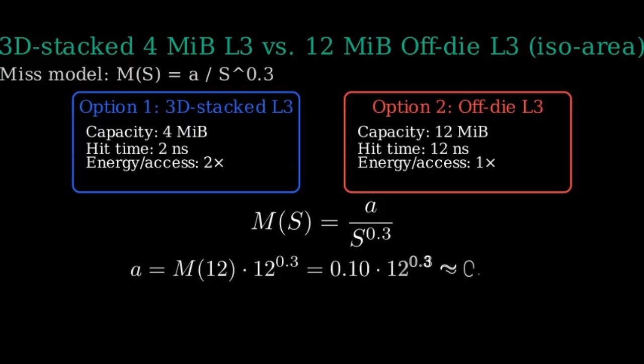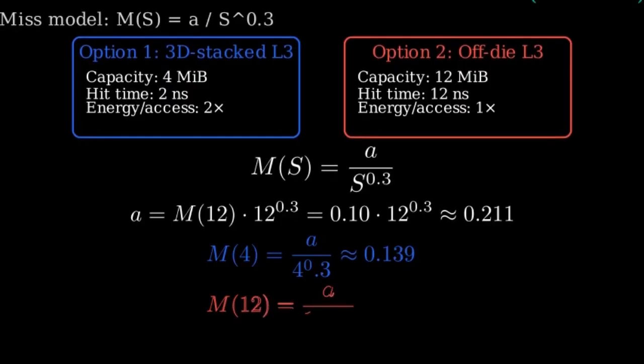Suppose a typical miss rate at 12 megabytes is 10%. Then A equals 0.1 multiplied by 12 to the power 0.3. We can compute the two miss rates now. For 4 megabytes, M is approximately 0.139. For 12 megabytes, M is approximately 0.100. Notice the smaller cache has about 39% more misses.